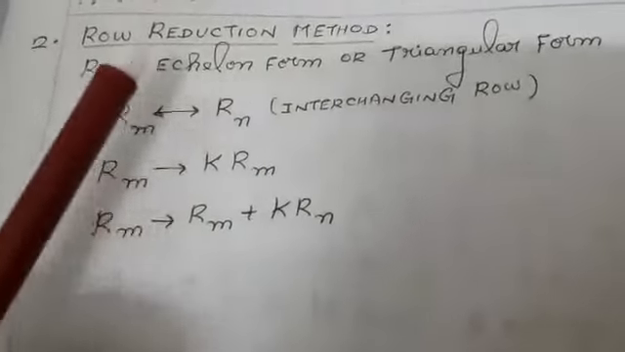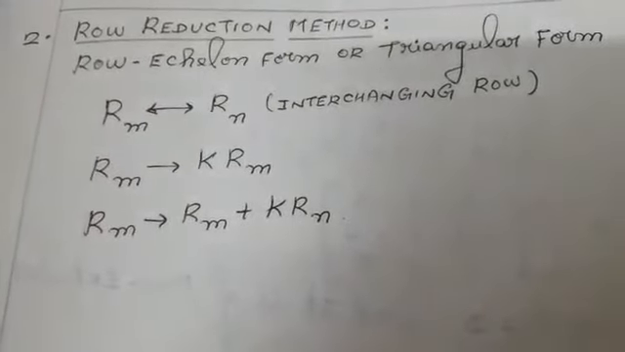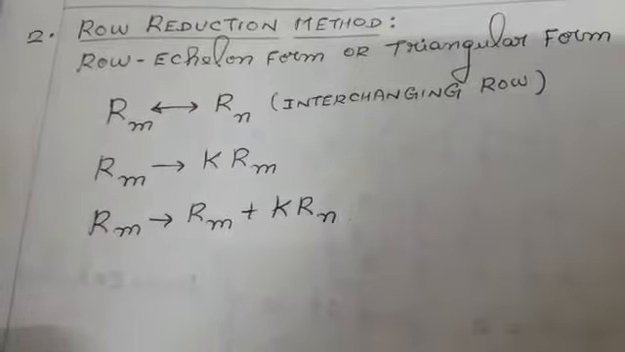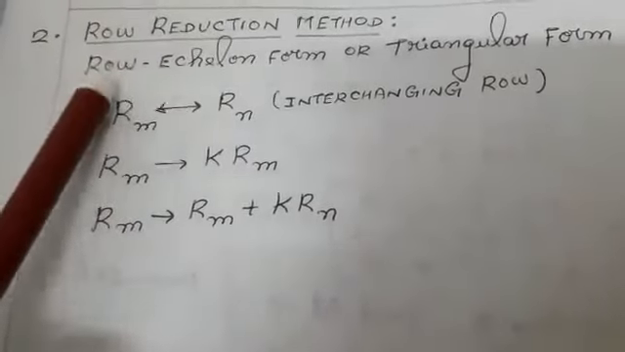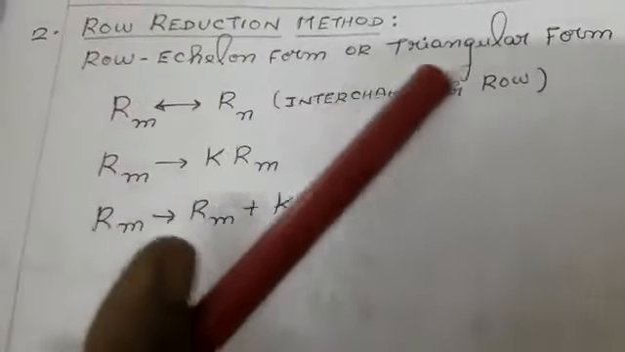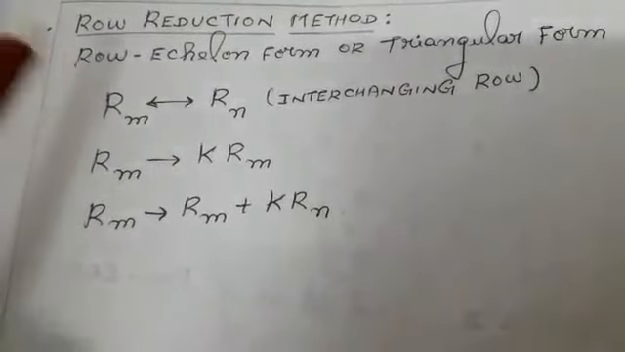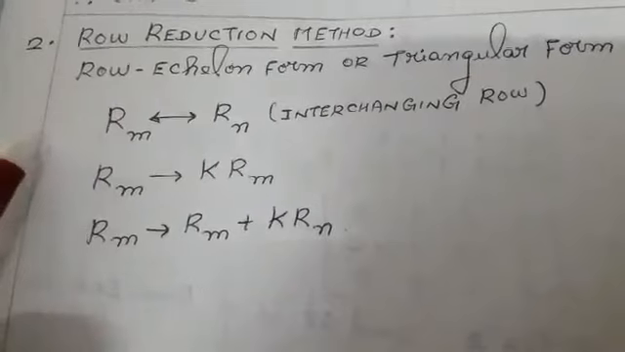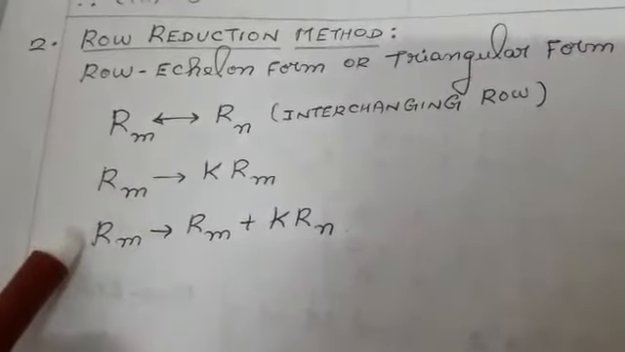Students, to find the rank of the matrix, we are going to use the row reduction method. This is also known as row echelon form or triangular form. It is very easy and we are going to follow only 3 steps. You can use these 3 steps in any way.